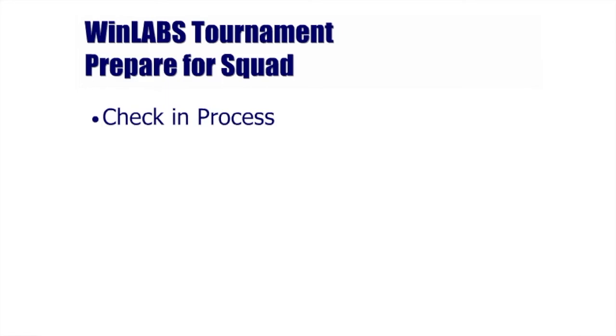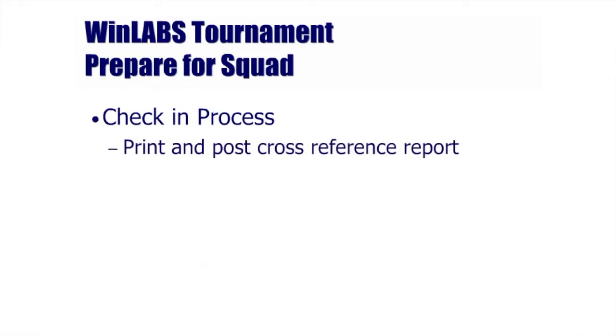It is now time to run the check-in reports. Here is an overview of a process that works pretty well. The first report to print is what we call a cross-reference report. It could be called an alphabetical check-in because that is what it is.